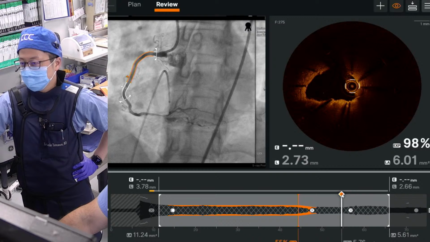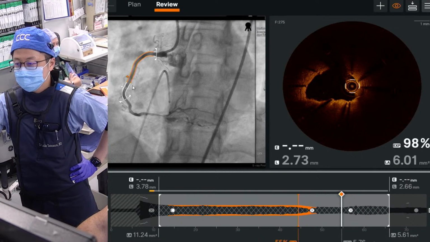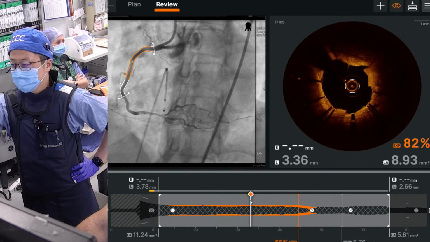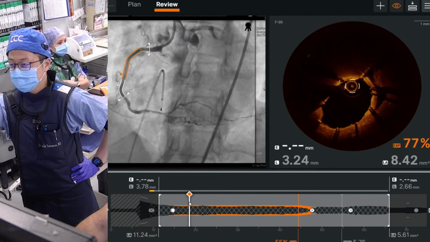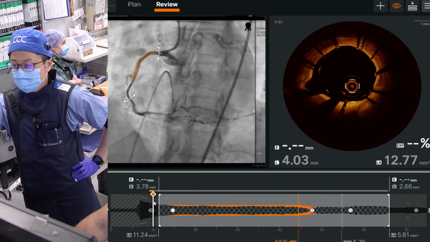Are you at the distal edge? Yeah, the distal part of the stent. This part is 5.7. The proximal area is more than 7, 8, huge, well expanded. And where is the malapposition? Go back there. Yeah, this is just the proximal edge.